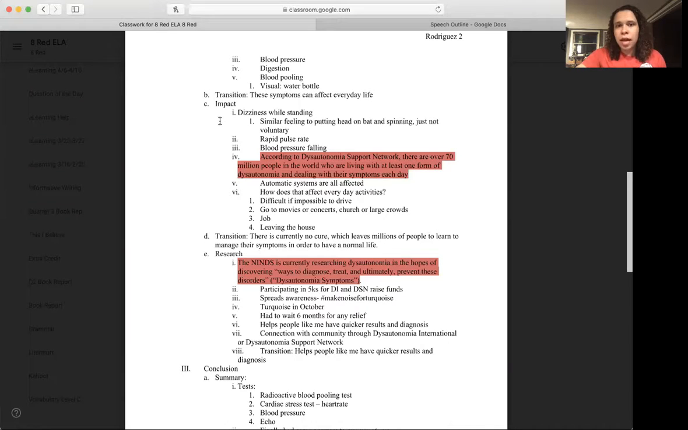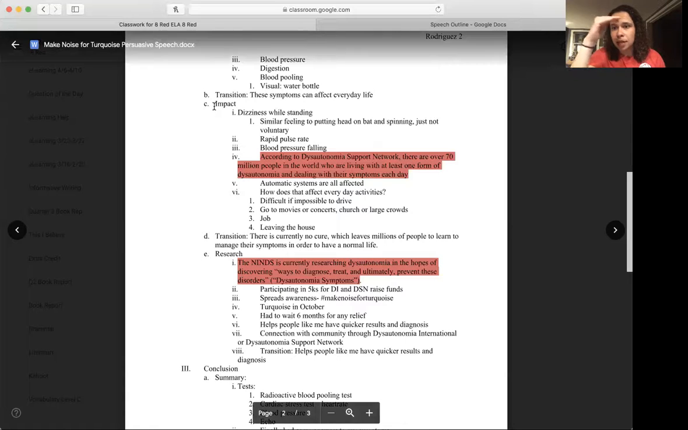Now if you look under where it says C, impact, that is the topic, and then it says I, dizziness while standing. 1, similar feeling to putting head on a bat and spinning, not just voluntarily. I'm explaining it, not in complete sentences. Some of them are complete sentences, but not all of them. It's just enough information for you to remember, but also if someone were to pick it up, they could still kind of give this speech as well.